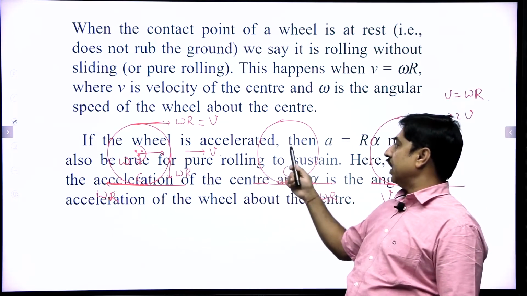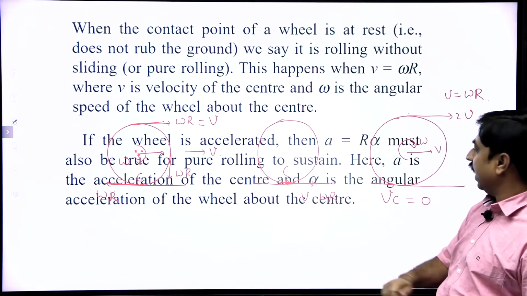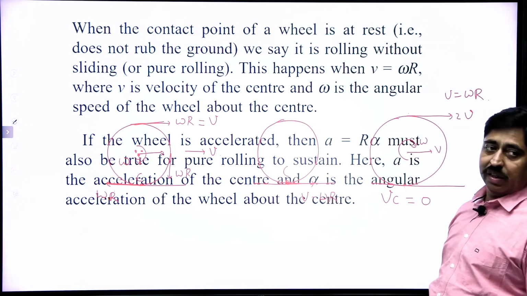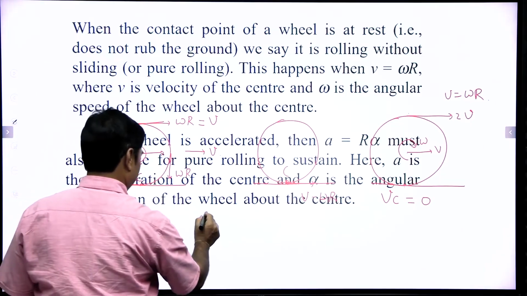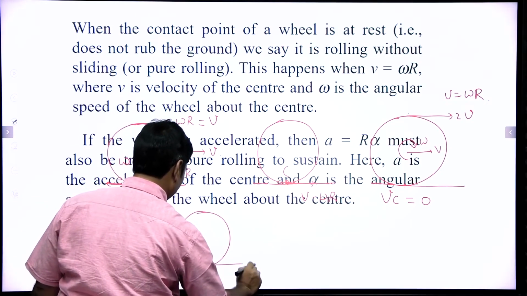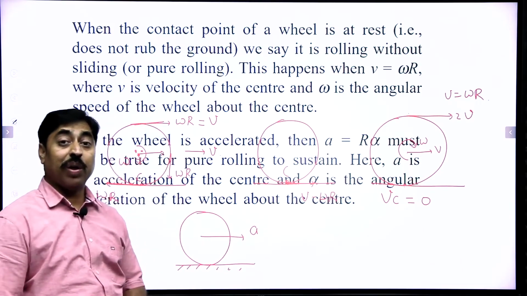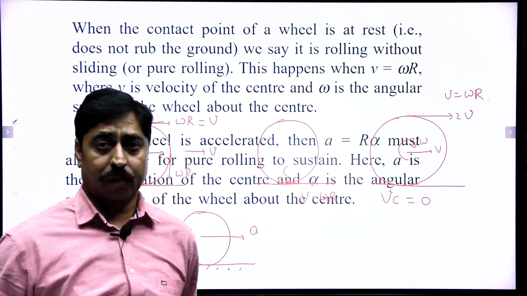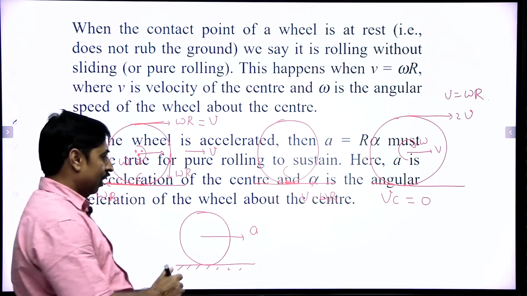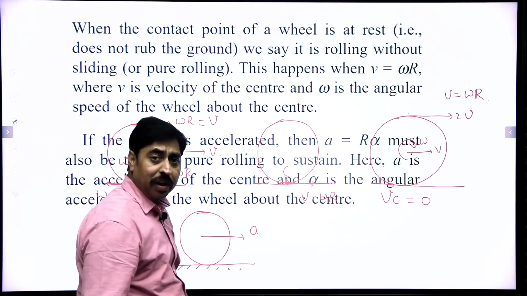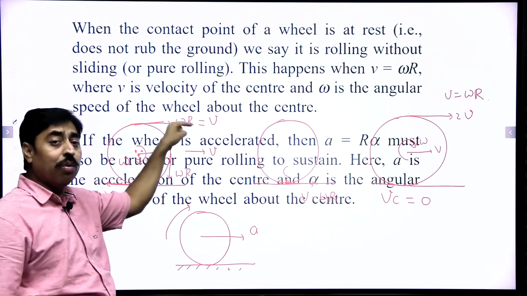Okay, if the wheel is accelerated, then a is equal to r alpha must also be true for pure rolling to sustain. Here a is the acceleration of the center and alpha is the angular acceleration of the wheel about the center. The question says, if the wheel is accelerated for some reason, there is some force being applied and this wheel is experiencing an acceleration a. That means the velocity of its center is increasing at a rate of a. Now, if the question says that it is pure rolling motion, it is rolling without sliding, then velocity is going to increase. So, omega should also go on increasing. Then only v will always remain equal to omega r.